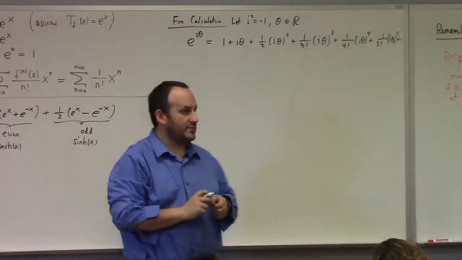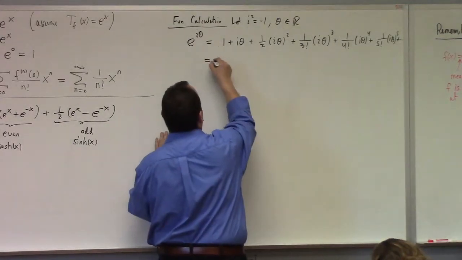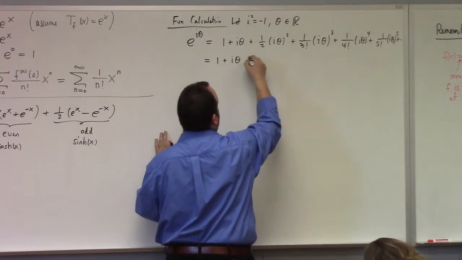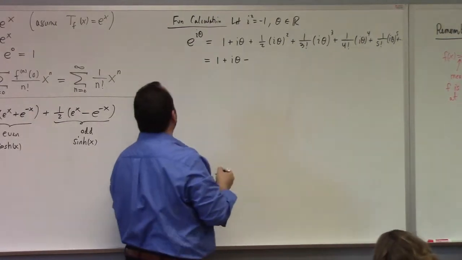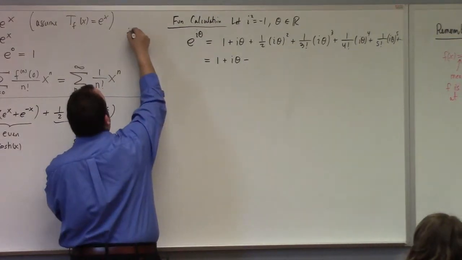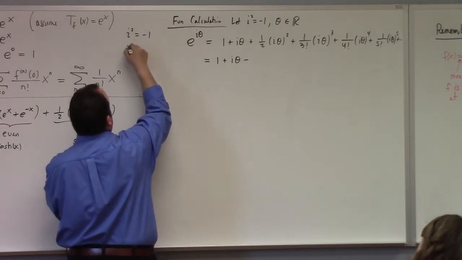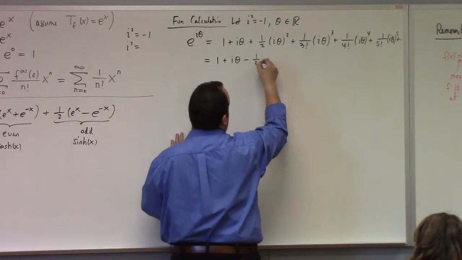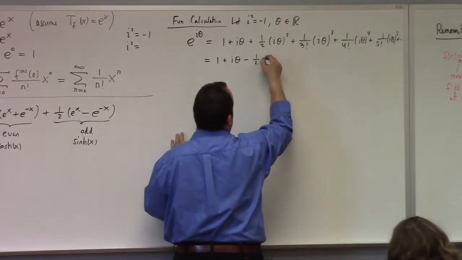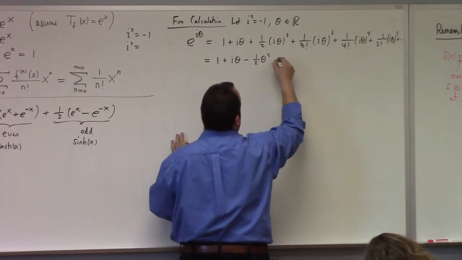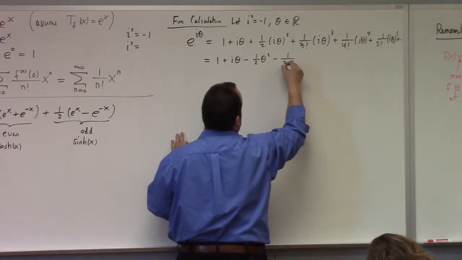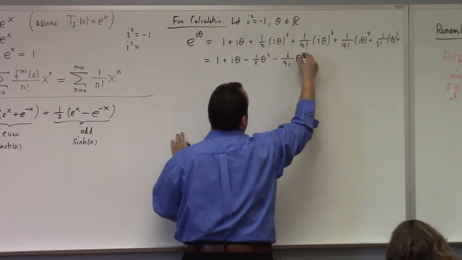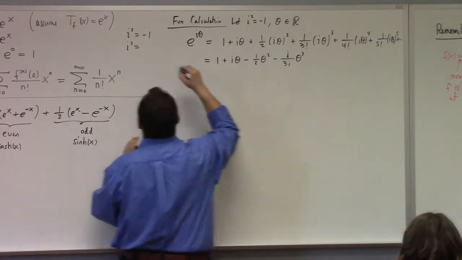Let's simplify that. What are we looking at here? 1 plus i theta. What's i theta squared? So key here, i squared is minus 1, right? What's i cubed equal to? Negative i, yeah. So this is minus 1/2 theta squared. And then we've got minus i over 3 factorial theta cubed, right? How about i to the 4th?